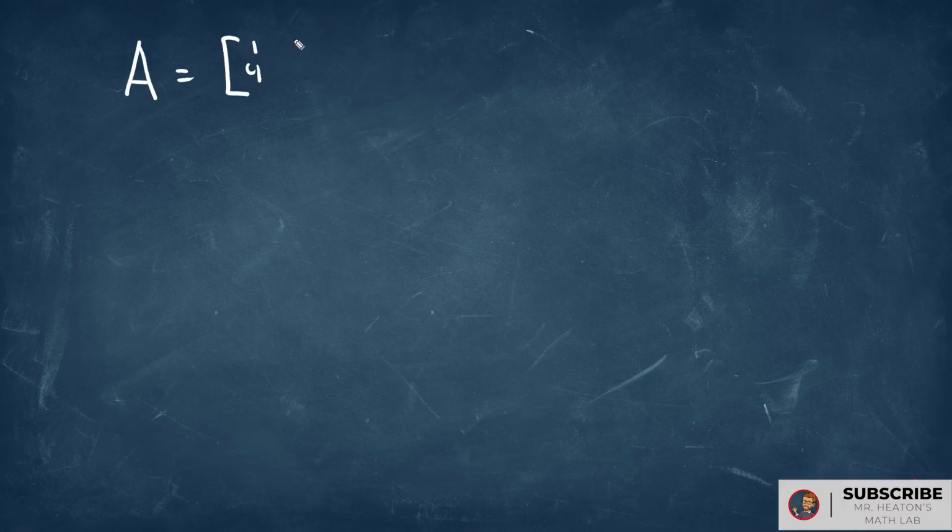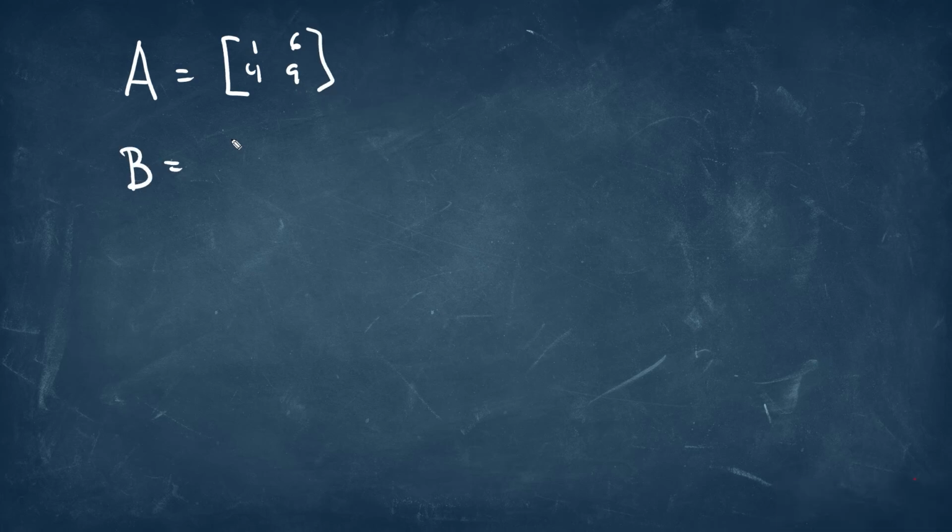Now let's say that we had two matrices. And for this example, we're going to have a matrix A, which will be a 2 by 2. And we'll have a matrix B, which is going to be another 2 by 2. And for this example, what we're going to do is we're going to add these matrices together. So we'll write it as A plus B.